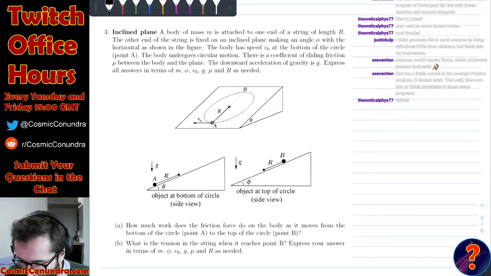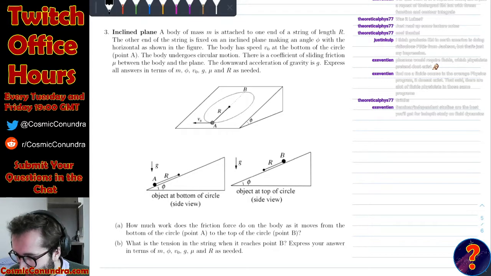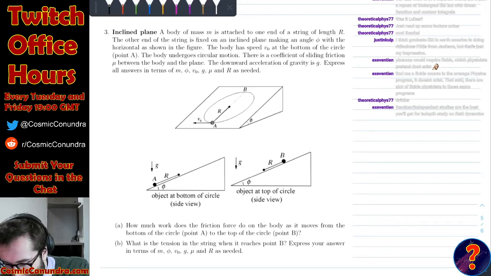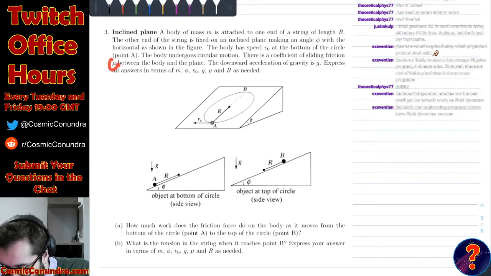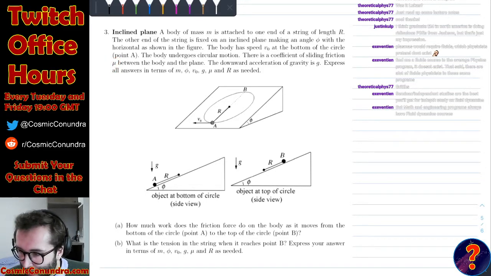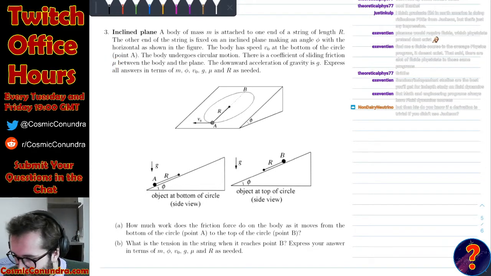So you can see the problem here. We've got something on a slope. We've got a thing undergoing circular motion on the slope. And the first thing we want to do... Well, I should also say it's a rough slope, as they tell us. The slope is at some angle phi to the horizontal, and it has some coefficient of friction mu, they tell us. So it will feel a frictional force as it goes around.